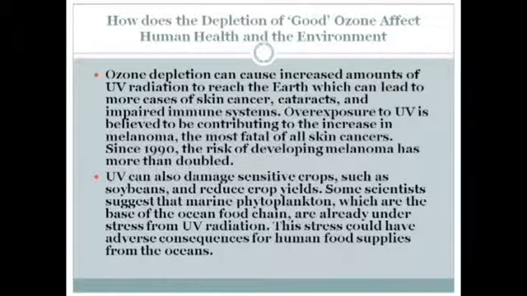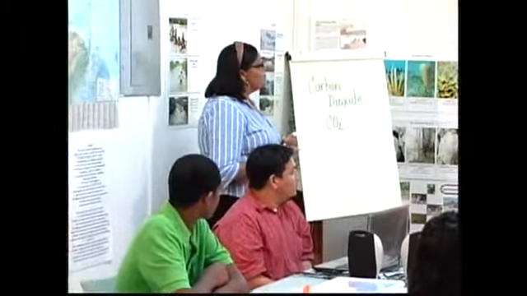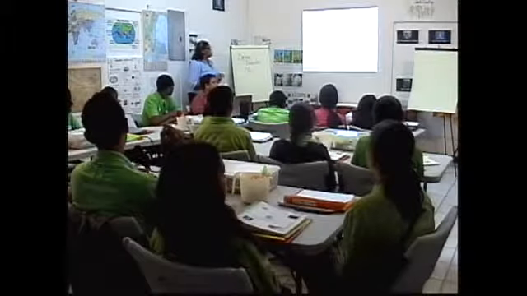Listen to what is said here. Since 1990, the risk of developing melanoma has more than doubled. If it has more than doubled, what does this mean to human beings, or what is being said about human beings? It's telling us that there's a higher risk of catching the cancer. Thank you. There's a higher risk of getting skin cancer, and more so because it has doubled.